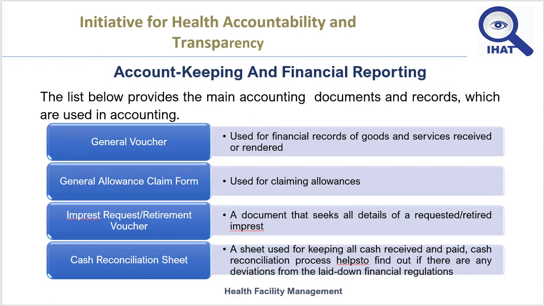It is important to be familiar with account booking and financial reporting. The list below provides the main accounting documents and records which are used in accounting. We have the general voucher. We also have the general allowance claim form. There is also the imprest request retirement voucher. And let's not forget the cash reconciliation sheet.